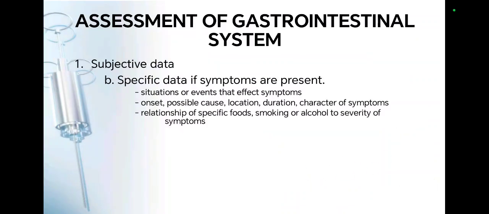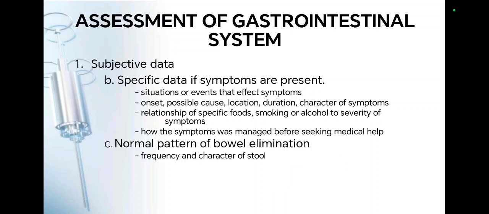Assess also for any specific data if there are present symptoms of the patient. So situations or events that affect the symptoms, you ask the onset, the possible cause, the location, the duration, the character of symptoms. Because we have different quadrants and different regions in our abdomen, and each region has particular organs that we can assess. So ask the relationship of specific foods, smoking, alcohol to the severity of the symptoms.